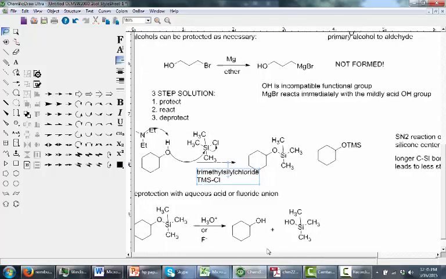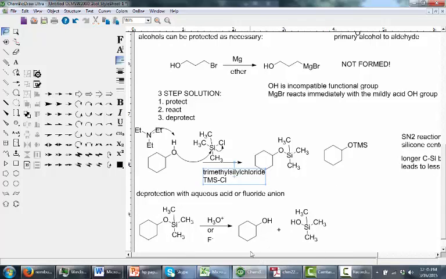And then again, I can do whichever reactions I want, and when I'm done with the reactions, I can deprotect my protected alcohol by treating this silyl ether, that's what it's called, the silyl ether, so let's write that here, with either aqueous acid or most commonly fluoride, some kind of fluoride ion source. For example, TBAF is a good one, that's tetrabutylammonium fluoride, to regenerate the OH alcohol, and then the silanol as my side product here.